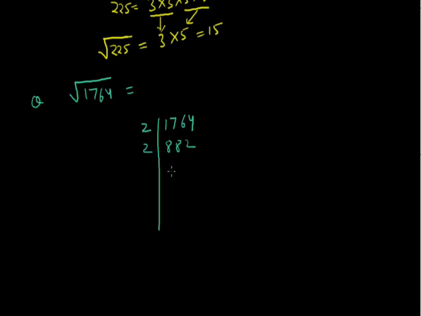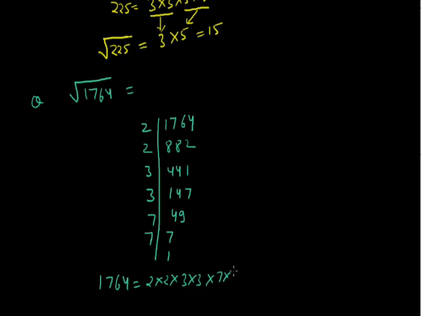Now again we divide it by 2, we get 441. Now this 441 has a digit sum of 9, so it is divisible by 3. So we divide it by 3. We get 147. Now again it is divisible by 3, we get 49. Then 7 times 7. So the prime factorization of 1764 is 2 into 2 into 3 into 3 into 7 into 7.